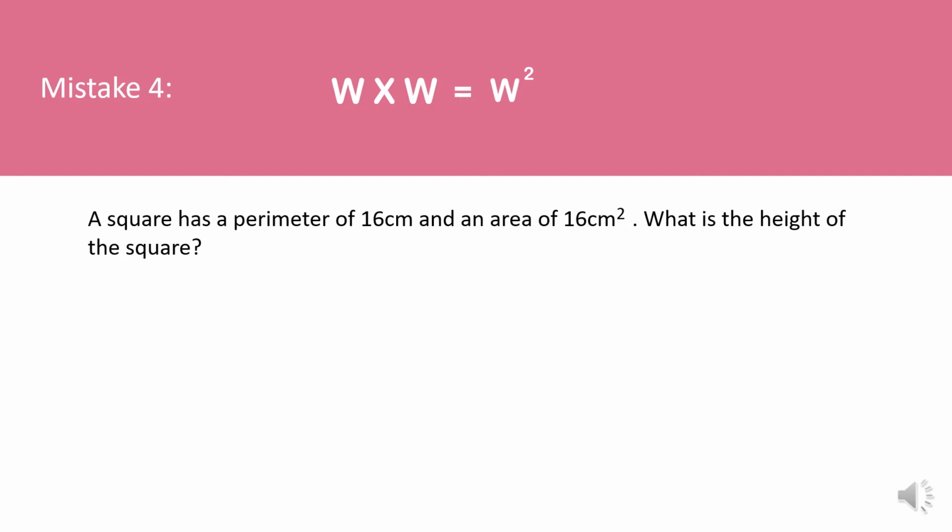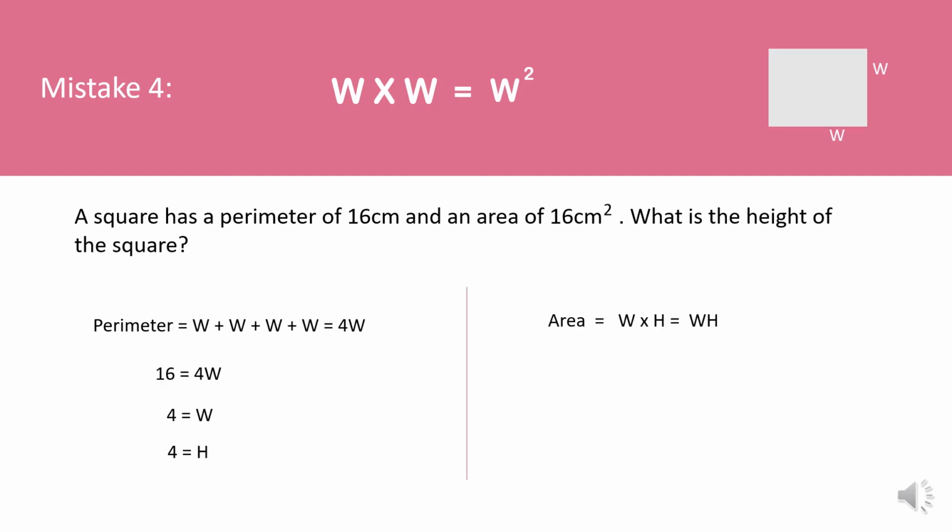A square has a perimeter of 16 cm and an area of 16 cm squared. What is the height of the square? The question is giving you 2 pieces of information, the perimeter and the area. This means there are 2 equations that we could possibly use, the equation of the perimeter and the equation of the area.